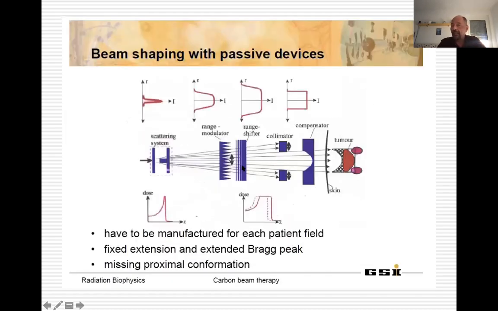Then you have another range shifter that changes the total range. You still need a collimator and a compensator, just like in 3D CRT, if you want to reach the tumor at the end.